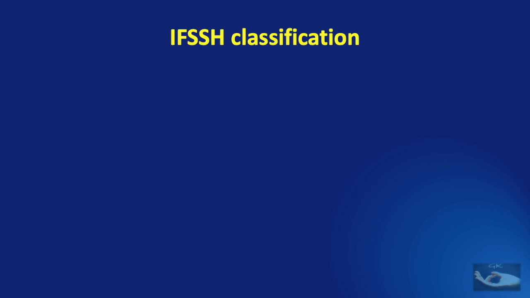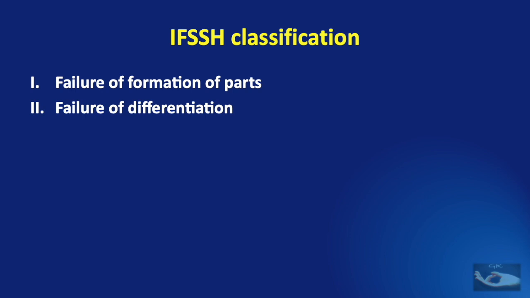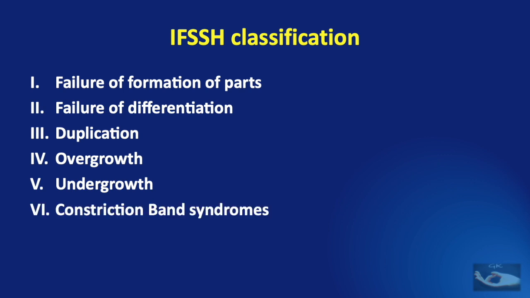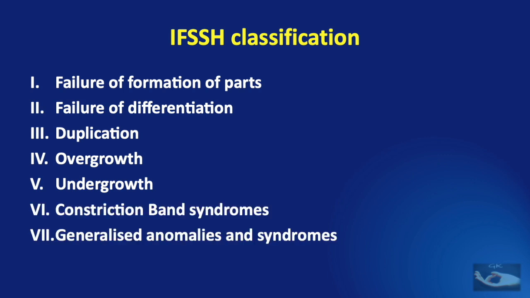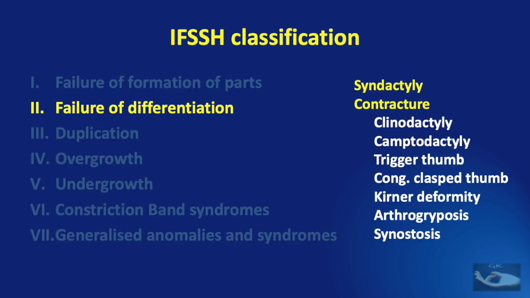IFSSH classification based on Swanson's method consisted of 7 categories: failure of formation of parts, failure of differentiation, duplication, overgrowth, undergrowth, constriction band syndromes, and finally generalized anomalies and syndromes. The second category of failure of differentiation consisted of syndactyly and contracture.